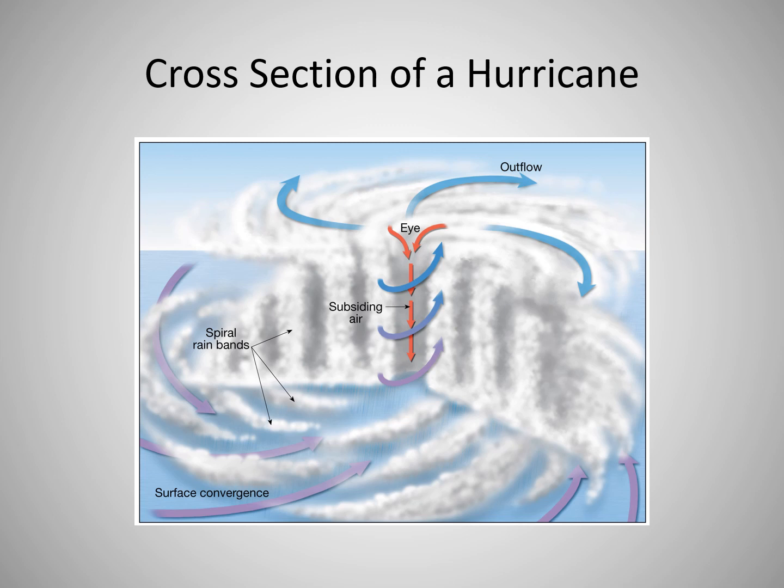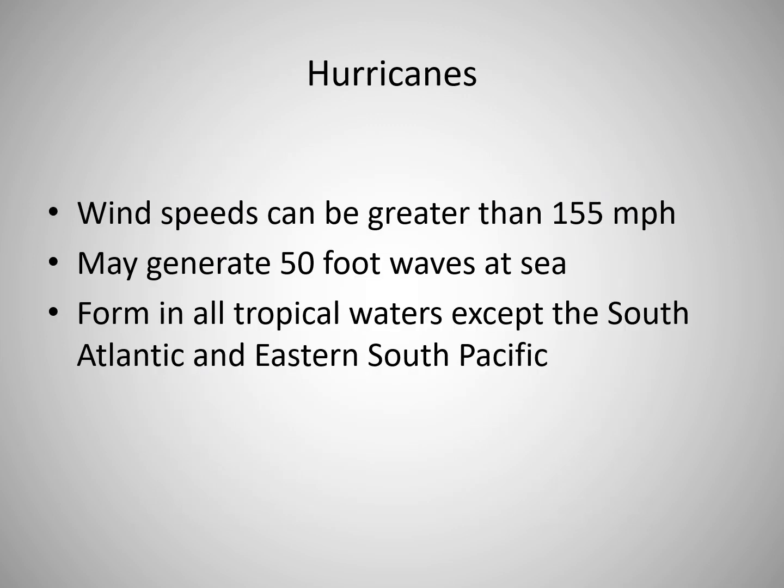Here's a cross section of a hurricane. Okay, so interesting things here that you don't have to write down. The wind speeds can be greater than 155 miles per hour. Again, the winds associated with a hurricane are not as strong as with a tornado, but the hurricane is much larger and moves slower and can potentially cause more damage and heartache. They may generate 50-foot waves at sea.